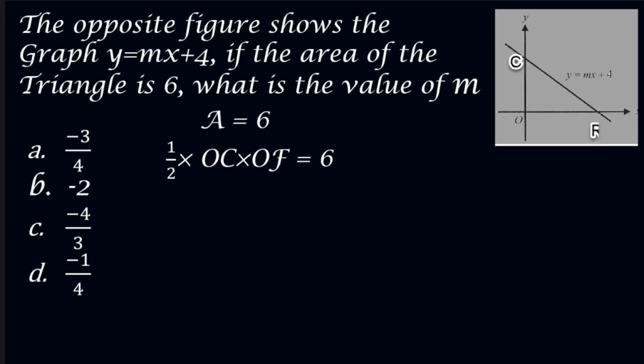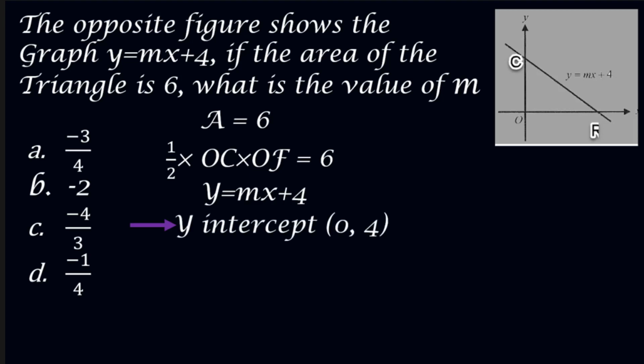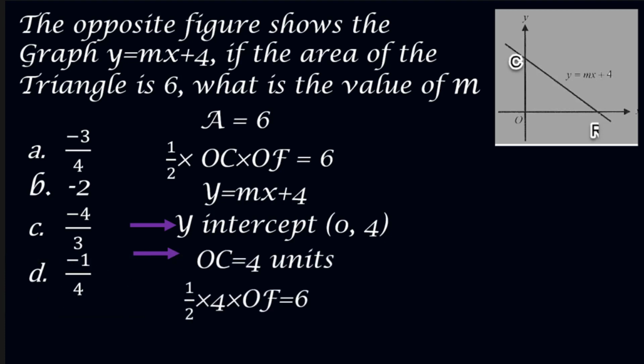It is the y-intercept, and the y-intercept from the equation is what, guys? It is 4. We have the equation y equals mx plus 4. So we can delete OC and write 4. Now from this equation we deduce that the y-intercept is 0, 4. Now OC is called what? It is 4 units.